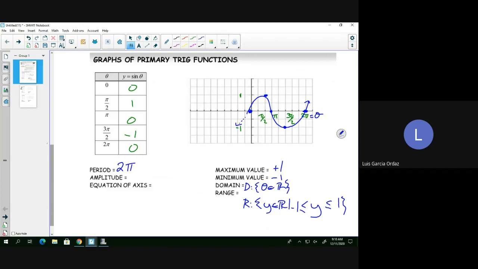Makes sense, right? Okay. So our amplitude, we need to figure it out. Our amplitude is going to be our maximum minus the minimum, and dividing that by 2. So we'll look at our amplitude: 1 minus negative 1, divided by 2, which is equal to just 1. Okay?